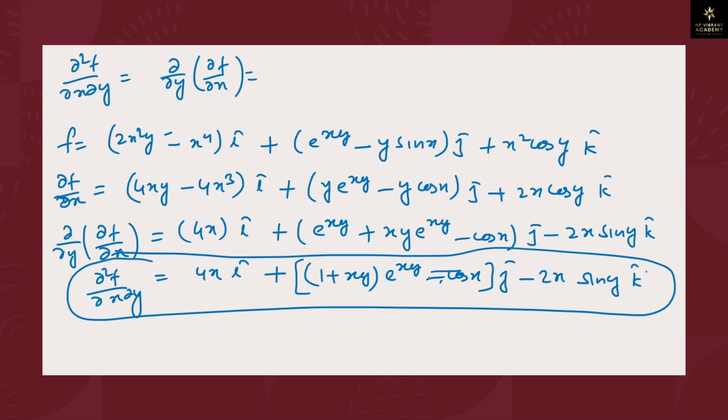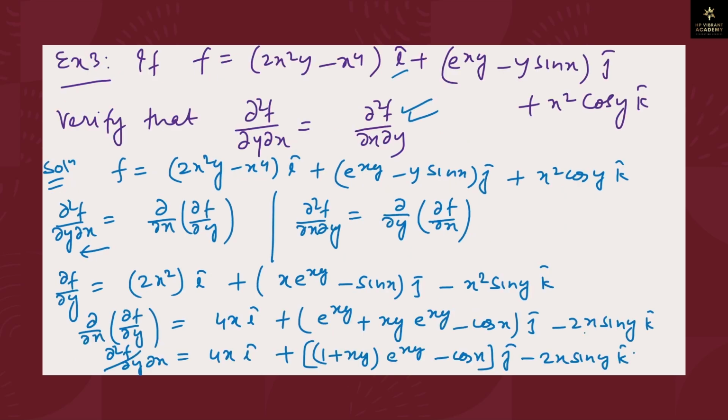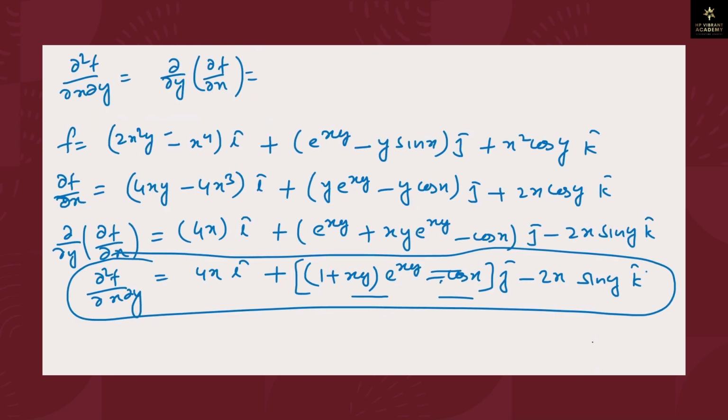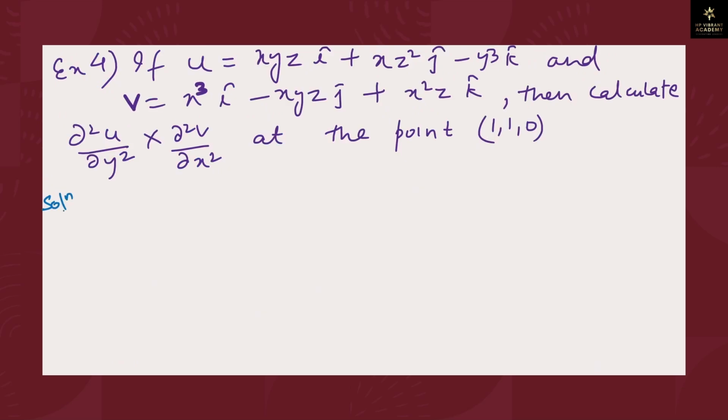This is 1 plus xy e to the power xy minus cos x. This is 2x sin y. Here also it is 2x sin y. Okay, so let us discuss question number 4.